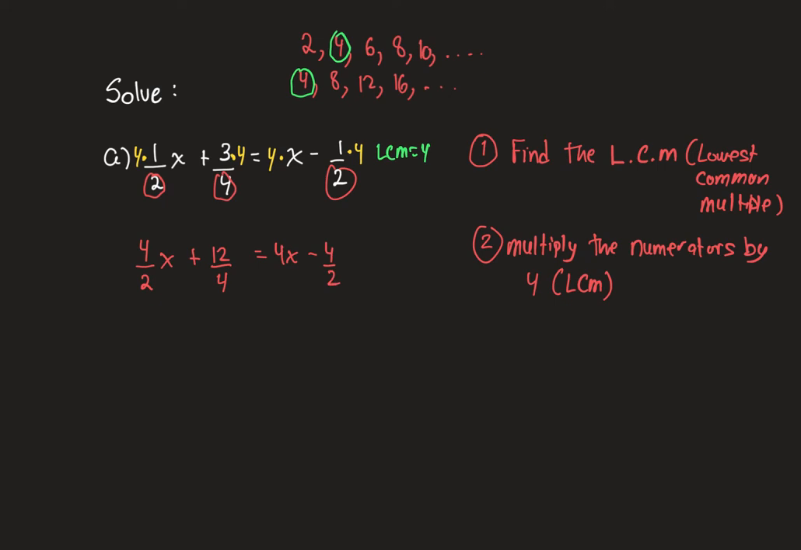All right. This next step is you're essentially just going to simplify and collect your like terms. But before you do that, you notice, well, 4 divided by 2 is 2. So I can just go 2x plus 12 divided by 4, which is 3, is equal to 4x minus 4 divided by 2, which is 2. So your next step, collect like terms.